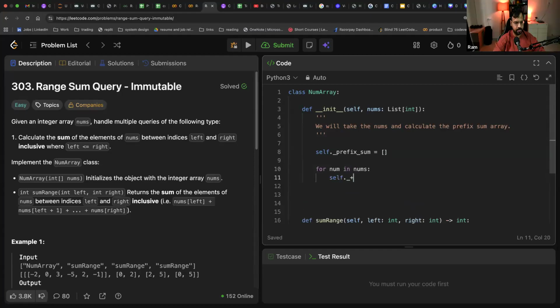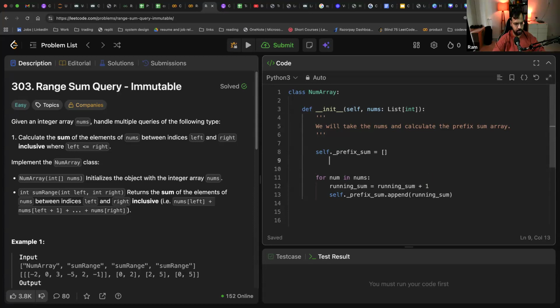Okay. self.prefix_sum: running sum should be equal to running sum plus num. Here I will initialize one running sum. I'll just say running sum is equal to 0.